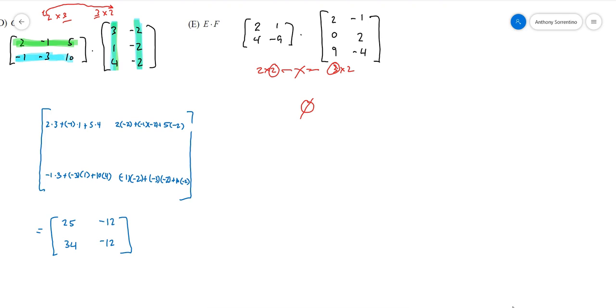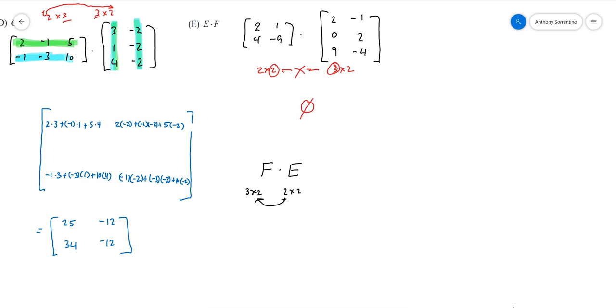If you had been asked to do F times E, where you had the 3 by 2 coming first and the 2 by 2 coming second, that would have worked because the inner dimensions would have matched. So this one you can't do. F times E you can do, which is another indicator that there's no way these matrix multiplications are commutative. And so that's how you do the matrix multiplication.